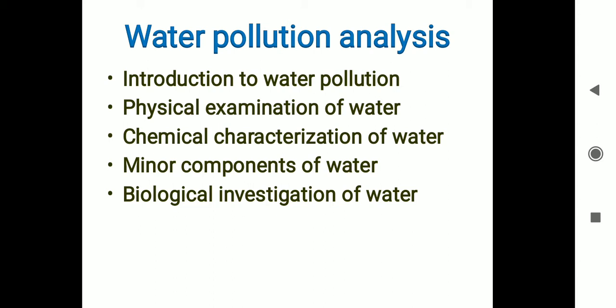Then point number 3 is chemical characterization of water. Means chemical composition, and everything we will discuss in detail. What other ions, anions, cations are involved, or what proportion of them is in water, drinking water, or water we are using for another purpose. We discuss it in detail. Chemical characterization of water means chemical properties and like that.